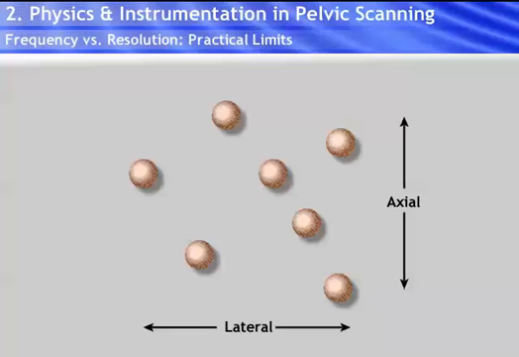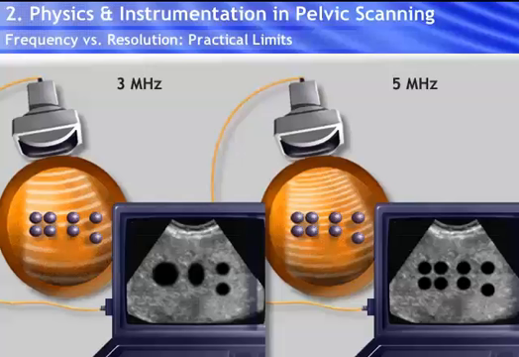Frequency affects resolution, the clarity of the image. Probes set at higher frequency provide more detail. When objects are small and close together, they may be indistinguishable from one another with a low-frequency probe, while a high-frequency probe can show them as separate objects.